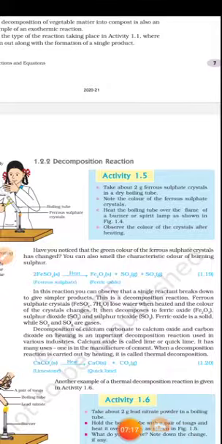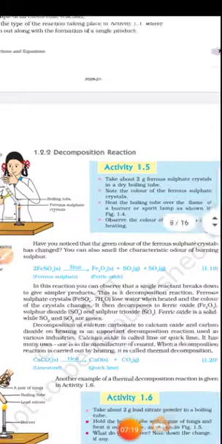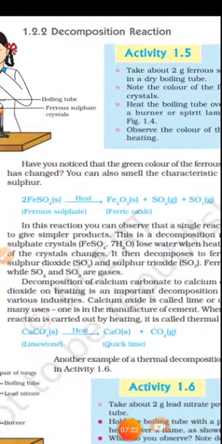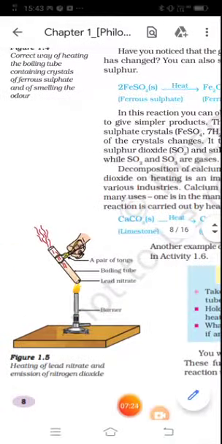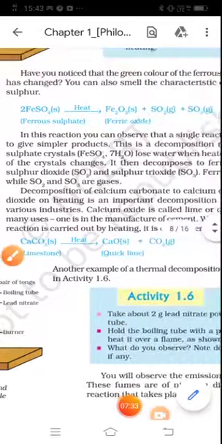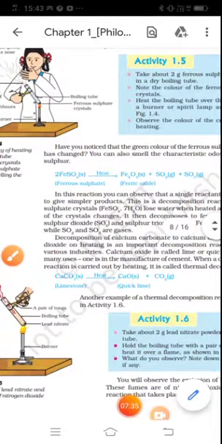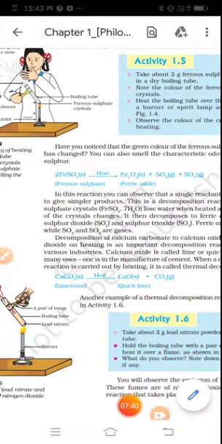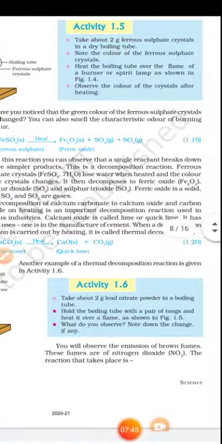Decomposition of calcium carbonate to calcium oxide. Calcium carbonate means limestone. When limestone is heated, you will get quicklime and CO2. This is an example of a decomposition reaction, meaning a single reactant breaks down into two or more products. It is another example of a thermal decomposition reaction.